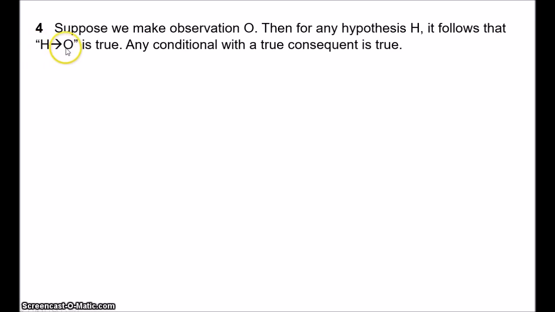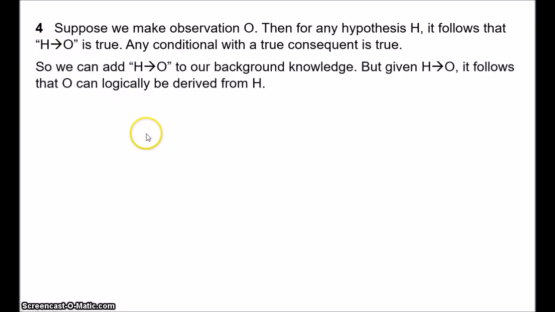If H then O is true if O is true. It doesn't matter what H is. Just as long as O is true, the conditional is true. So, we've made our observation O, and that means that we know the consequent is true, and that means we know the conditional as a whole is true, right? If H then O is true for any arbitrary hypothesis. And that means we can add if H then O to our background knowledge.